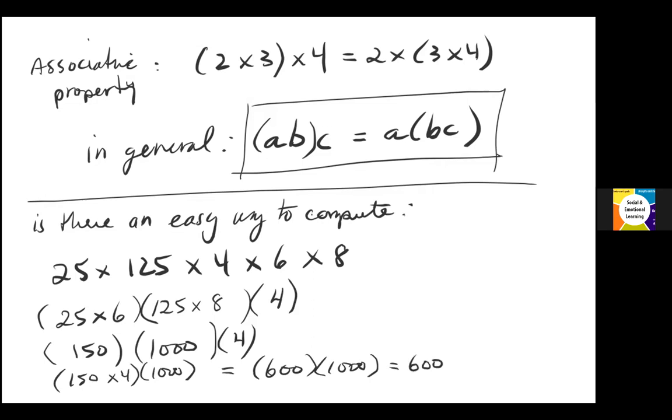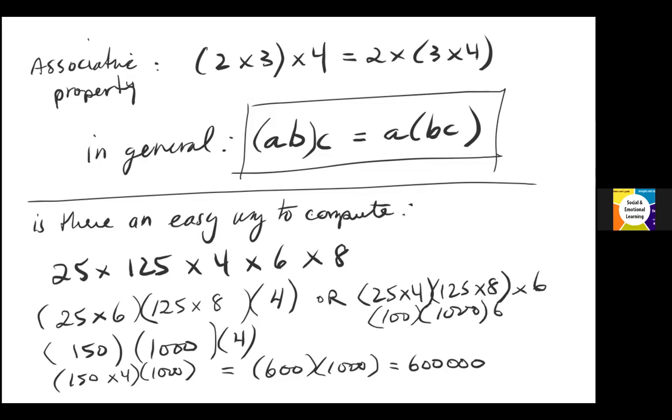And multiplying by 1,000 is easy. We just add the 3 zeros. So it's the way that the book pairs them up. They said, well, you could say 25 times 4, because that makes 100, and 125 times 8, you got that one. And then they do times 6. They do it slightly differently, so that they get 100 times 1,000 times 6, but it equals the same thing.